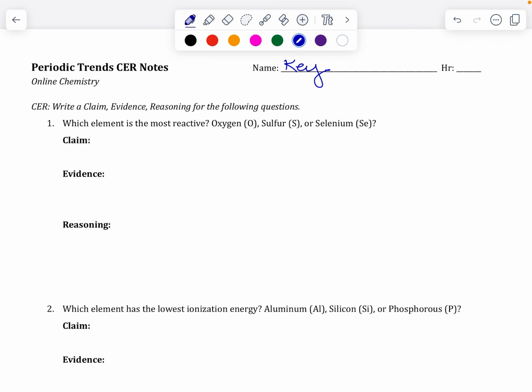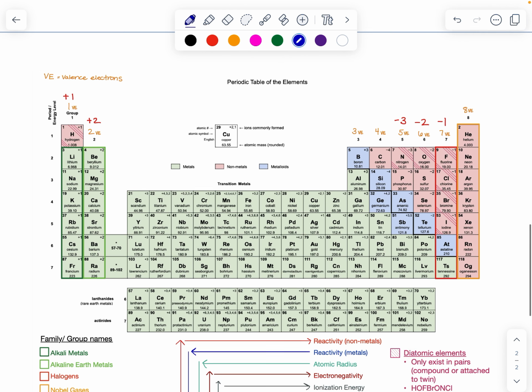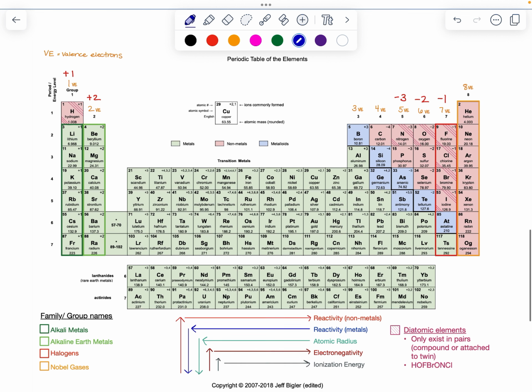These are the notes on periodic trends, CERs. So I'm going to go through just a couple of practice problems to look at how we could write a CER for each of these. You should have a periodic table. Otherwise, you can use the one that I have down here.